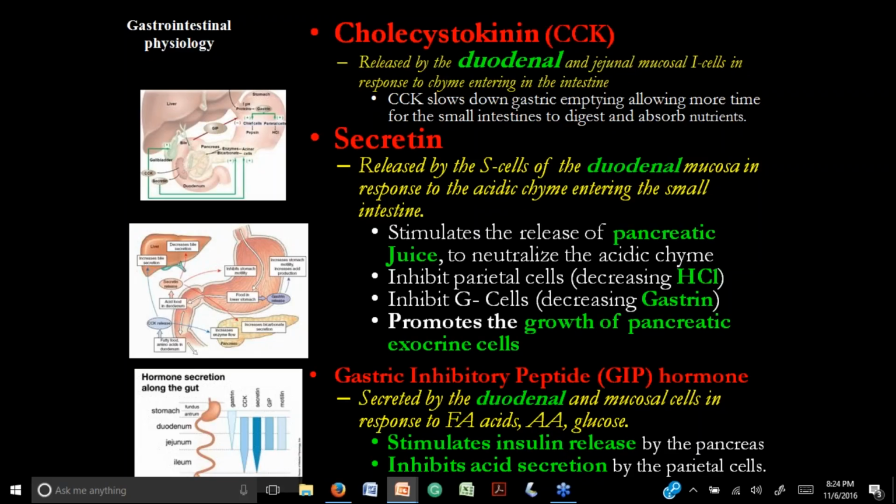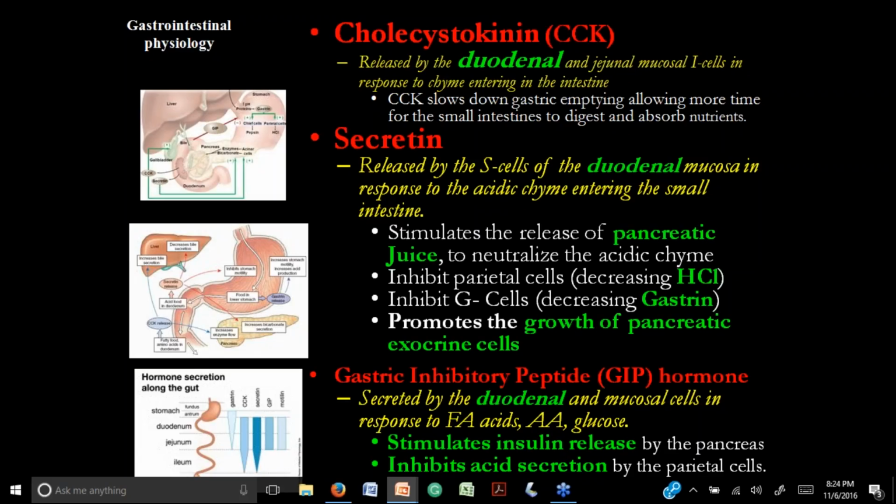In addition to that, the cholecystokinin is going to inhibit the gastric acid. Why? Because we don't need it anymore if we have the food, the chyme, already in the duodenum, and the stomach is going to be empty. The cholecystokinin is going to inhibit the gastric secretion from the parietal cells.